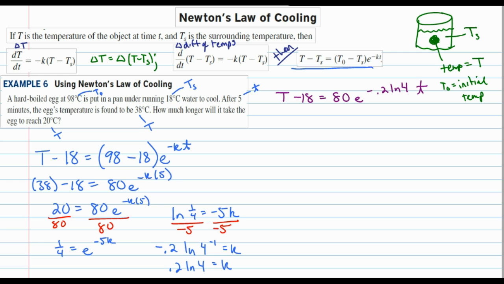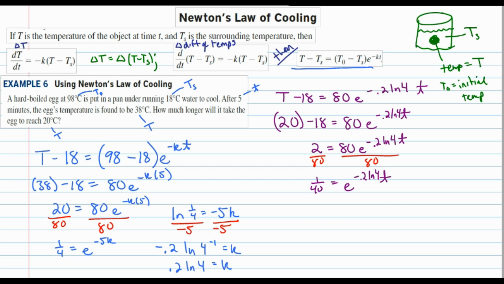Well, now I've got Newton's law of cooling all set up. T minus 18 equals 80 e to the negative 0.2 natural log of 4 times t. Final question says, how much longer will it take the egg to reach 20 degrees Celsius? So 20 degrees Celsius is going to go in for my capital T, and I'm solving for lowercase t. How much time? So some more simplification. Divide both sides by 80.